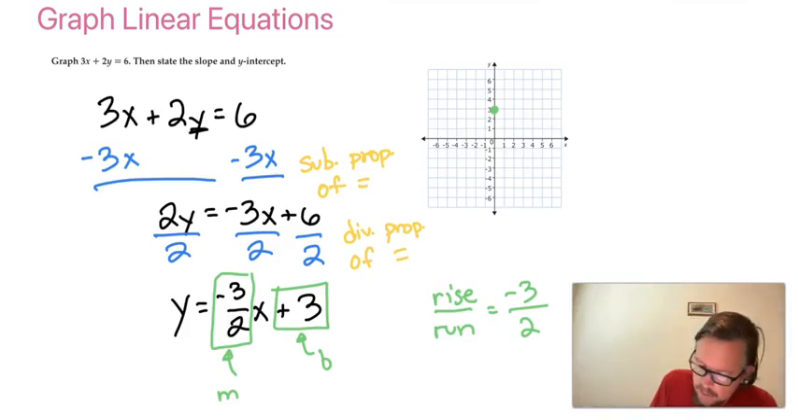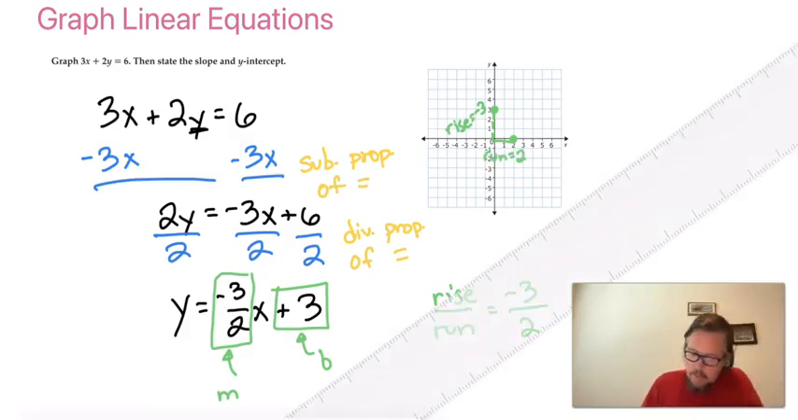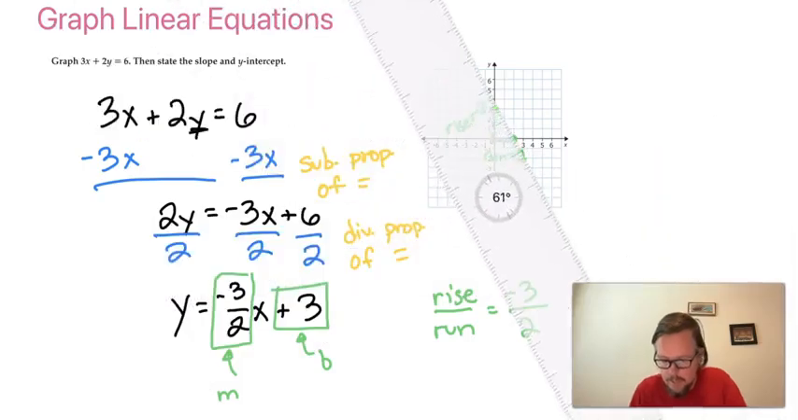So here we're going to count down 1, 2, 3. And that's our rise of negative 3. And then we'll go over 1, 2. There's our run of 2. And that's our slope. The rise is negative 3, and the run is 2. And now we'll go ahead and get our ruler, and we will connect these dots.